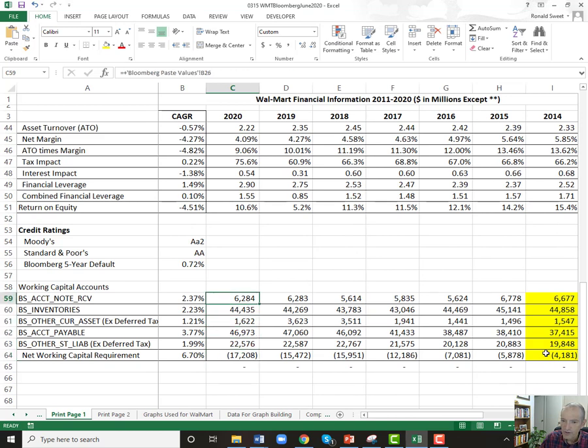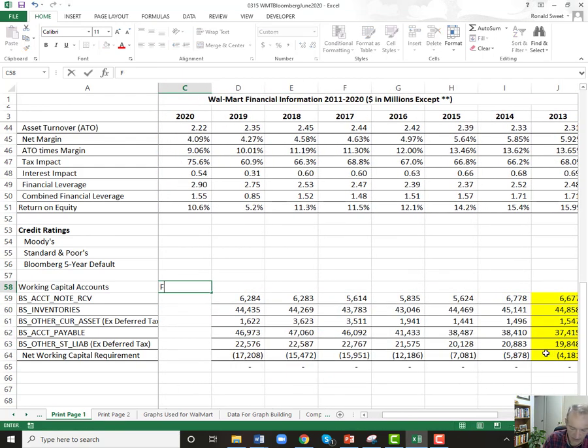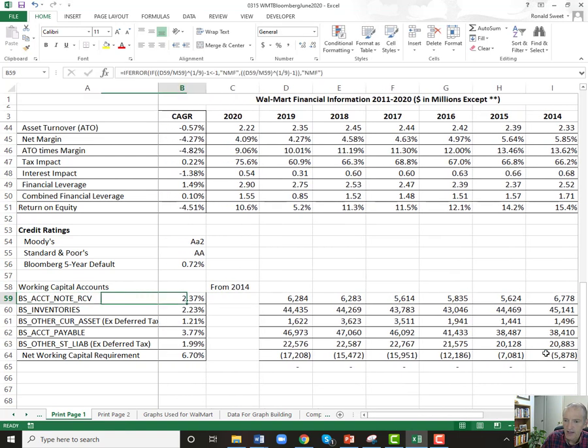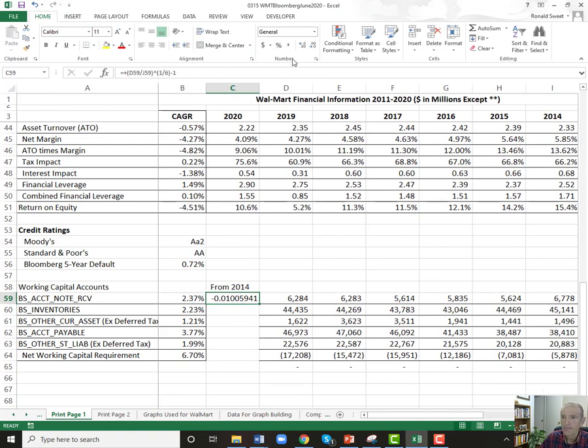So what I'm going to do is I've got my growth rates here. I'm going to add another growth rate. I'm going to do this from 2014. I'm just going to show you how I can do that. So to do a growth rate, you do the ending number divided by your beginning number. Here we're going to use 2014. We're going to raise that to the what? Well, how many years is it? We got 1, 2, 3, 4, 5, 6, 7. So we're going to raise it to the 1 divided not by 7, but by 6, minus 1. That gives us our growth rate.